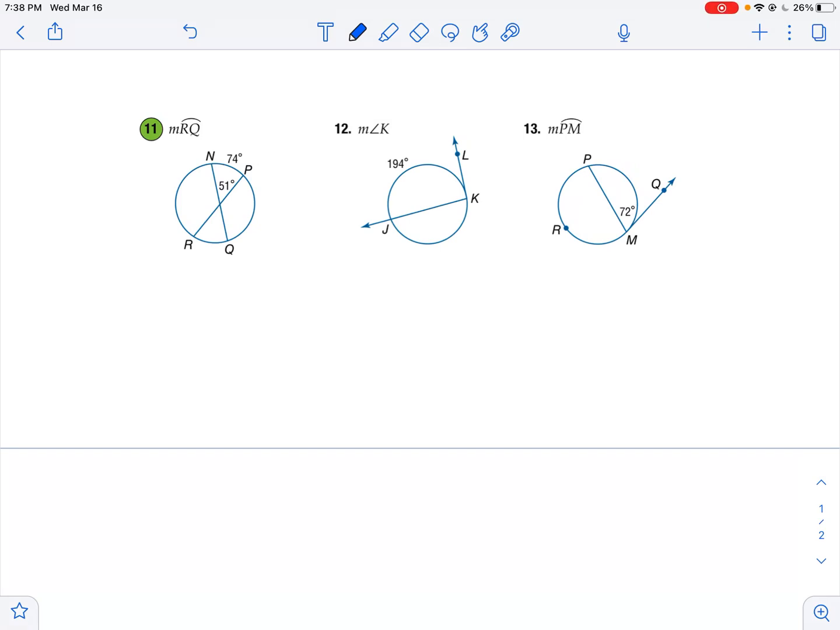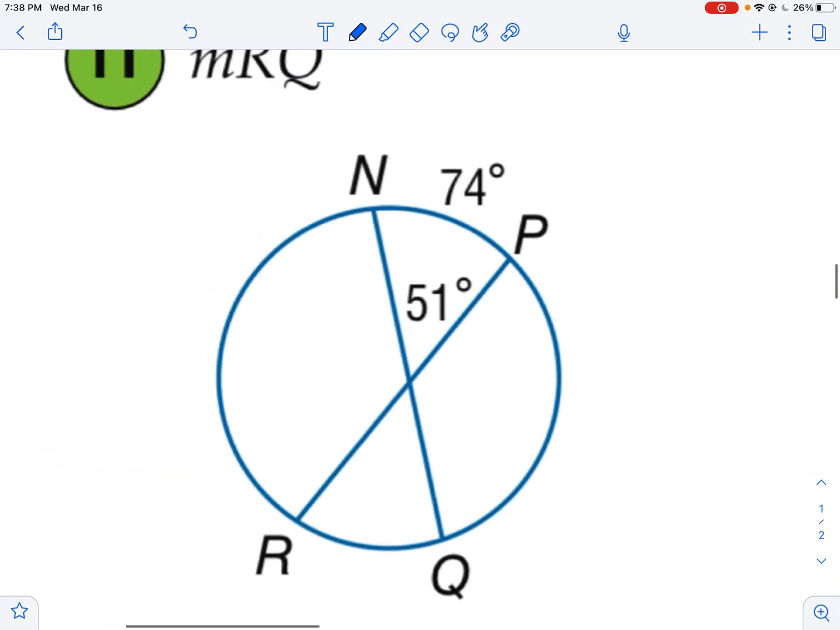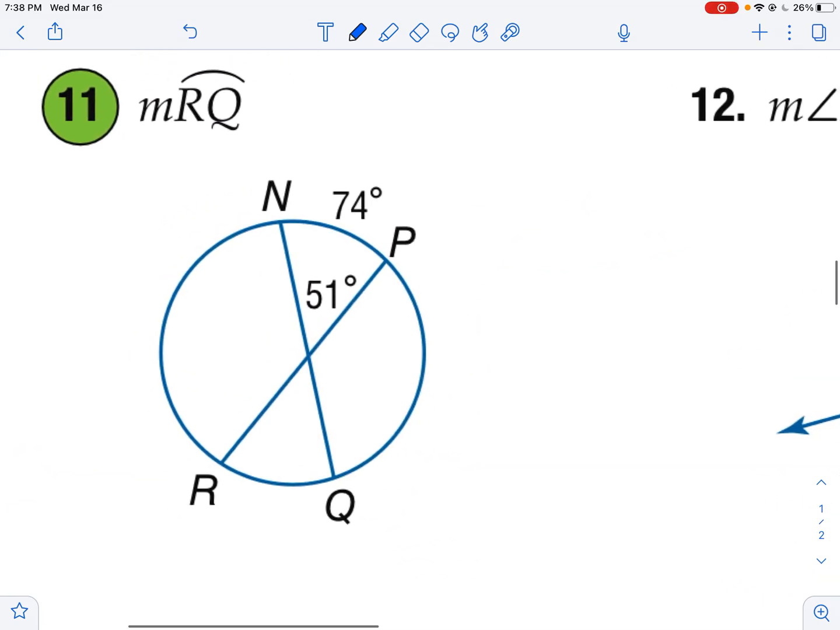In this video, we're going to talk about some extra example problems from our chord, secant, and tangent theorems. So number 11 is asking for the measure of arc RQ.